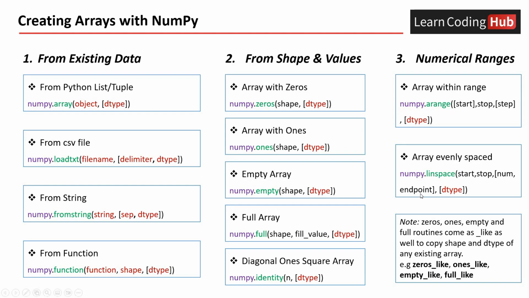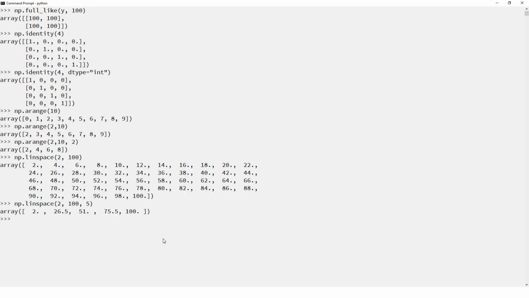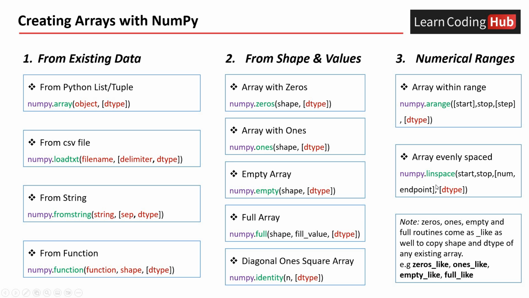It also has the optional data type, but we have endpoint as well. Endpoint is a boolean value, true or false. By default it is true, which means it includes the endpoint. So when we specify 100, of course it is included. I can specify it as false, and if I do that, it will skip the 100 and try to evenly space within that range. So yeah, that's how we can do it.